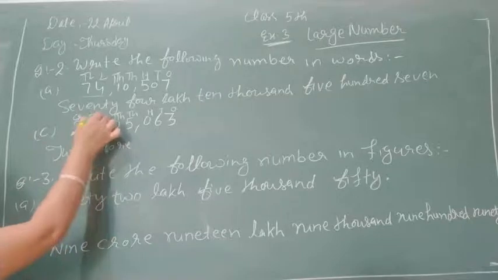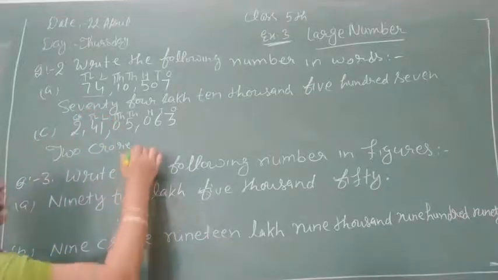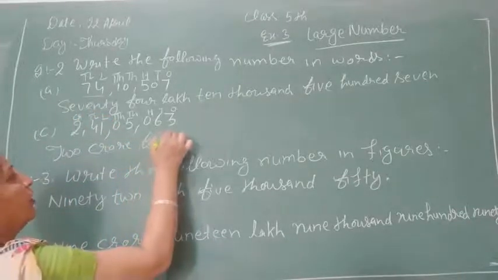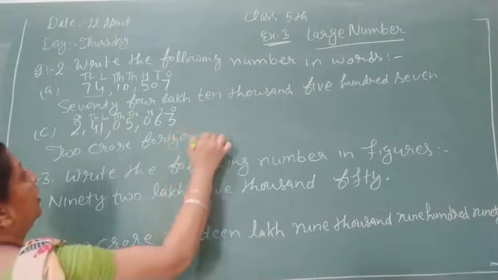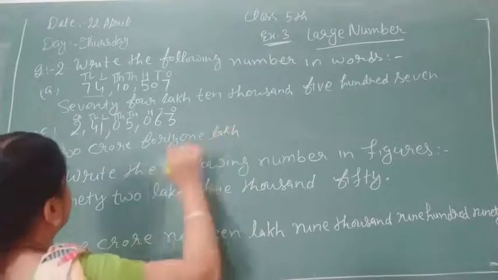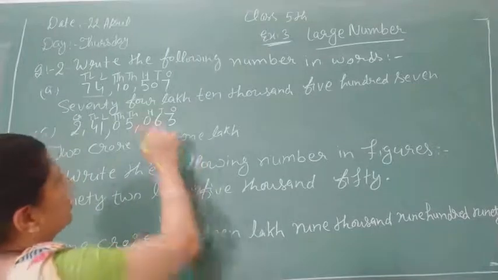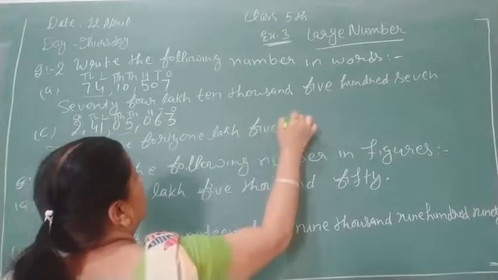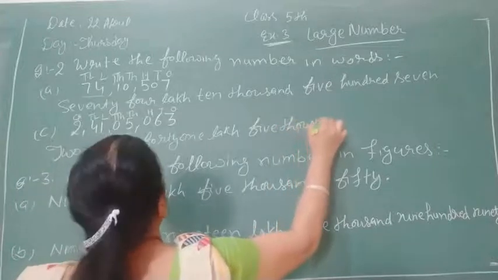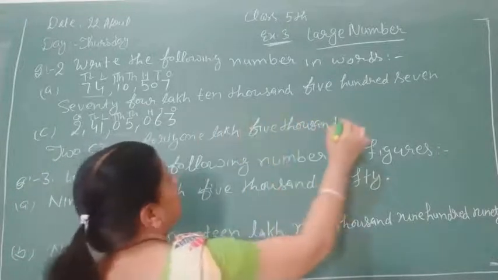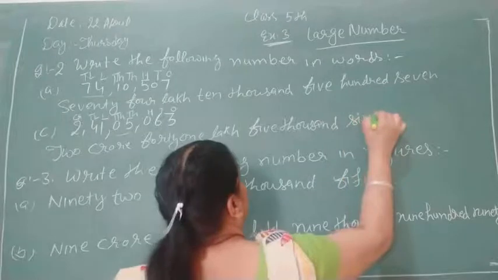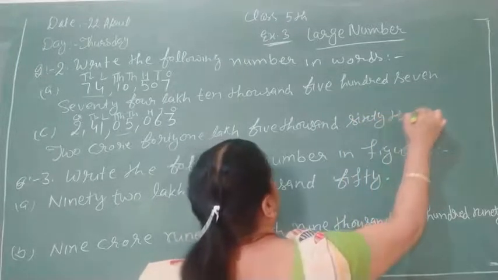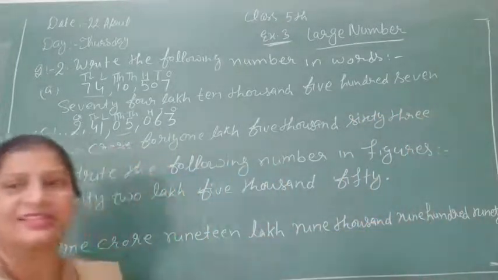This 41 belongs to the lakhs period. So we write 41 lakh. 5,000. 63. Now this is our answer.